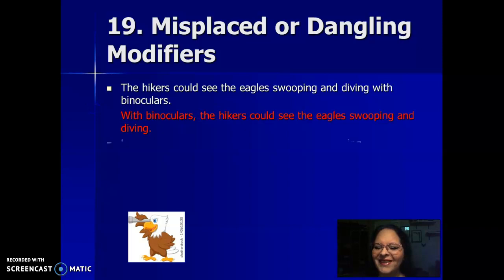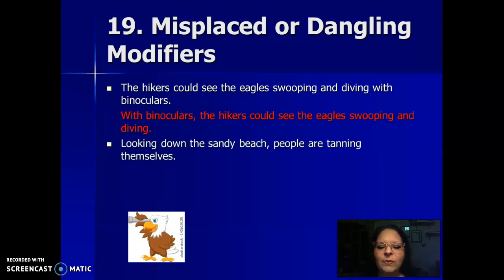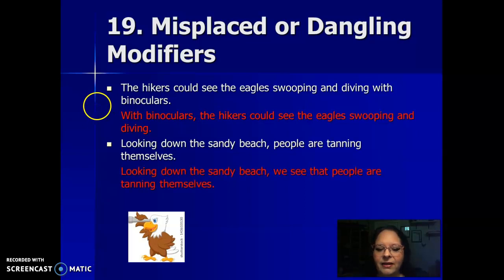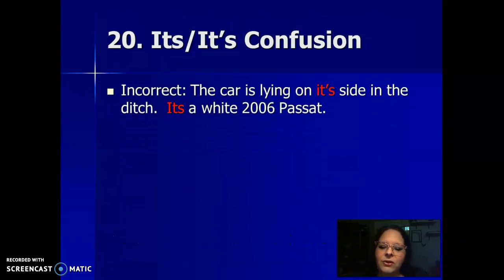Confusing, right? Looking down the sandy beach, people are tanning themselves. Who's looking down the sandy beach? This one's a dangling modifier because "looking down the sandy beach" has nobody to attach to. And then it's confusion. The car is lying on its side in the ditch.